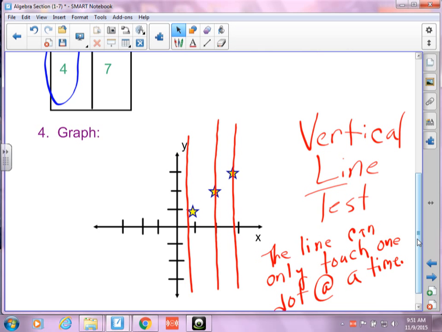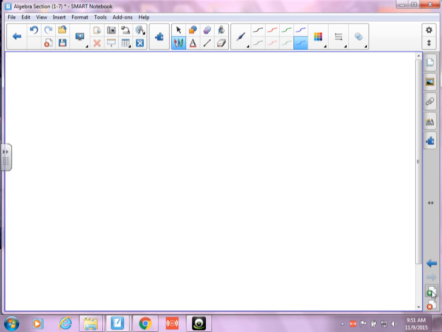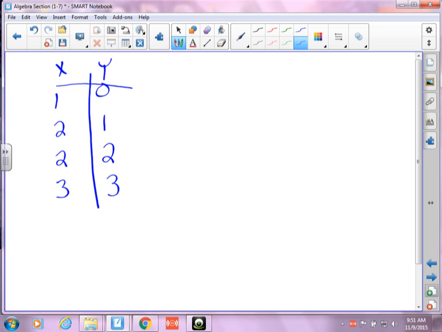Okay? Now I'm going to show you something different. Remember when I said a while back, sometimes you get tables, and if the x value repeats, it's not a function, and later on I'd show you why. Well, this is the later on. So let me grab you a table like this, and I'm going to put in numbers like 1, 2, 2, 3, and 0, 1, 2, and 3.